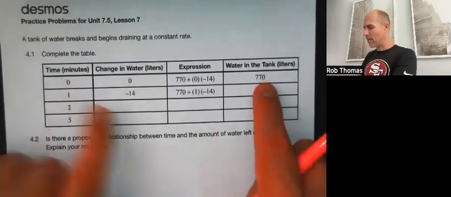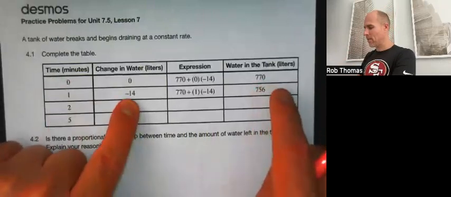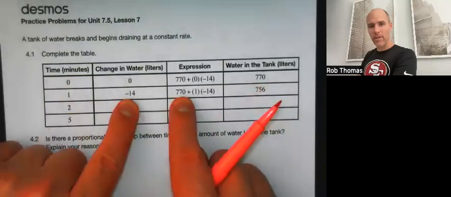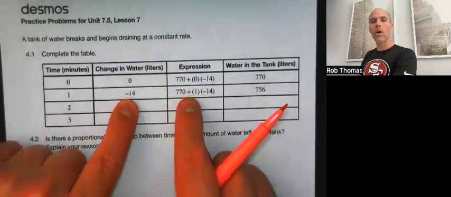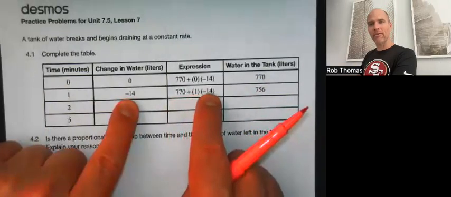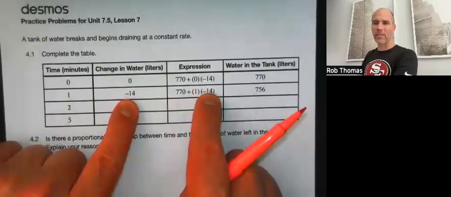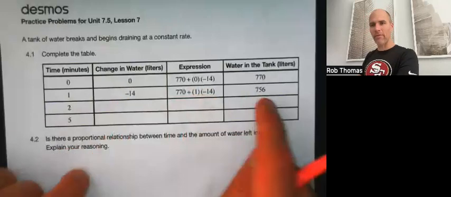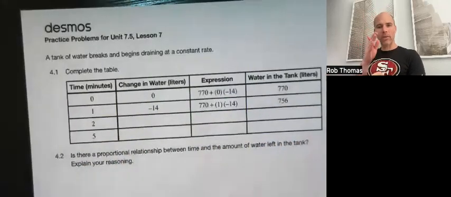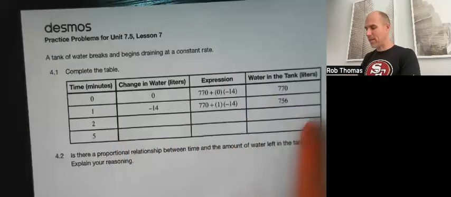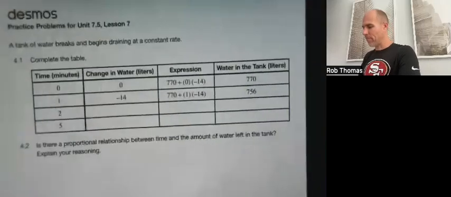And then after 1 minute, when we lose 14, then we got 770 original liters plus 1 minute of, I should say, -14 change, or losing 14 per minute, gets you 756. So what I'll do is I'll do this row right here so you can see it, and then I'll leave that other row for you to do.